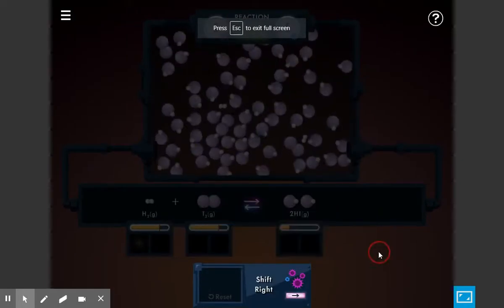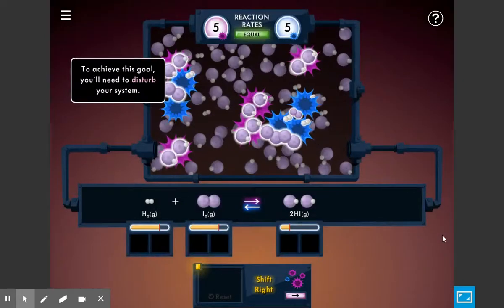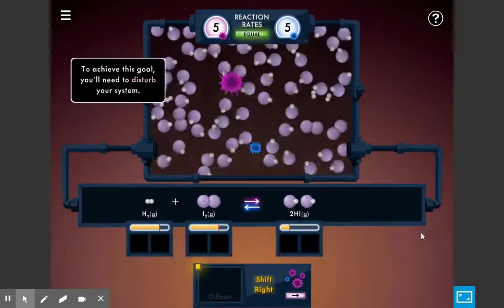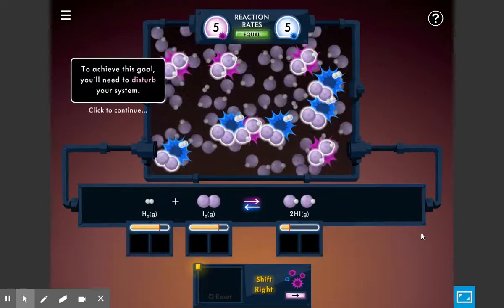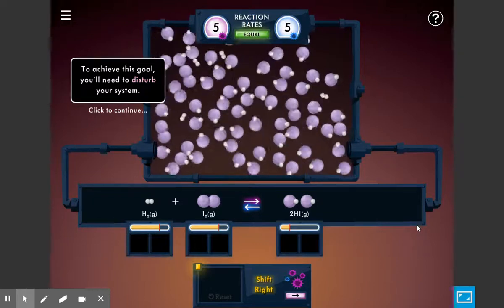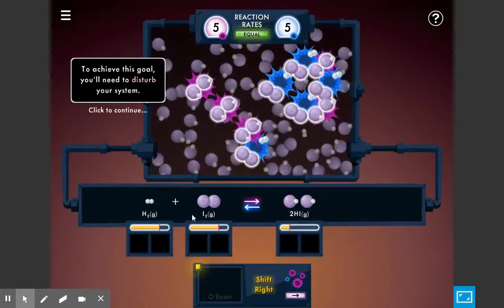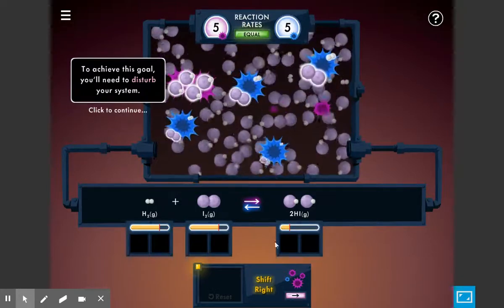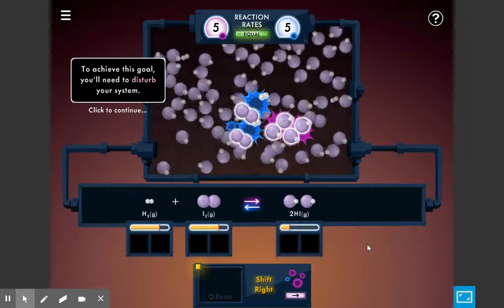We're going to increase the rate temporarily of our forward reaction. So here we have a system at equilibrium, and you can see that the reactions are still occurring, but the forward and reverse rates are equal, and so there is no net change. You can see down here H2 and I2 are staying the same in terms of concentration, and the amount of HI we have at equilibrium is staying the same in terms of concentration.